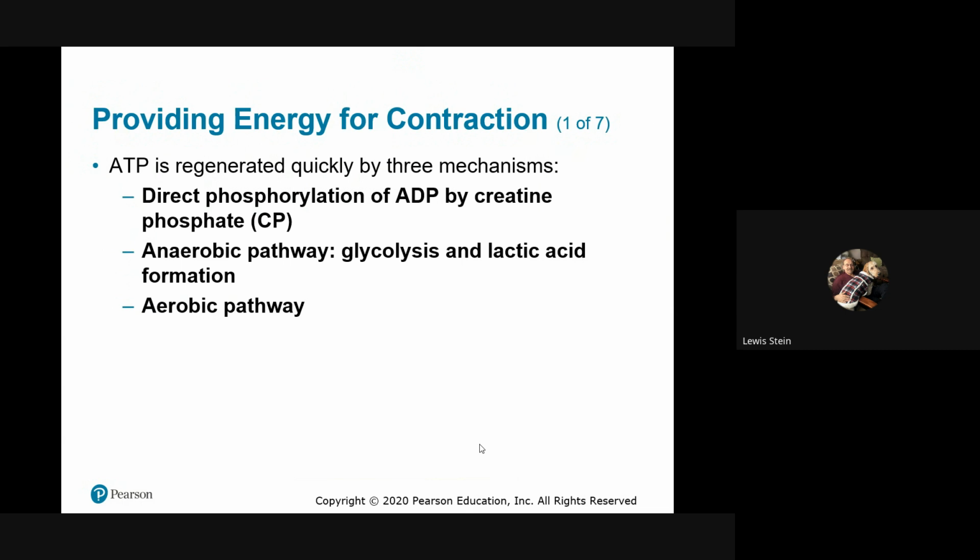There are 3 methods after using up the available ATP. So if you're running after something because it's important, you left it in your car or whatever, 4 to 6 seconds, that's all the energy you've got. Where am I getting it next? That's where you get direct phosphorylation of ADP by creatine phosphate.